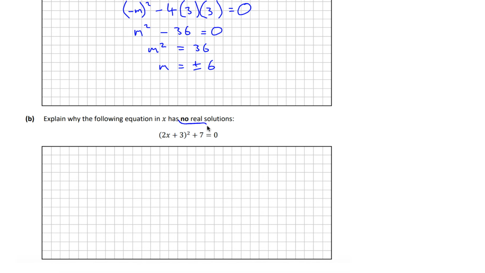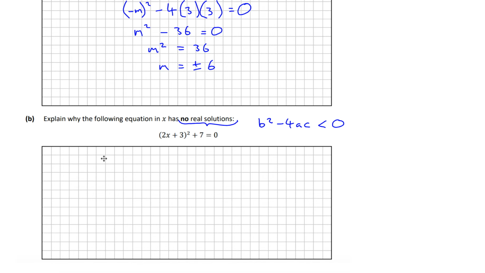Now, no real solutions in terms of the discriminant is when the value of the discriminant is less than 0. That implies no real solutions, okay? So we could do it that way. We could multiply this double bracket out, tidy the equation up into a quadratic, identify b squared minus 4ac, plug those values in, and show that it's less than 0. But there's another easier way to do it. So I'll do it both ways.